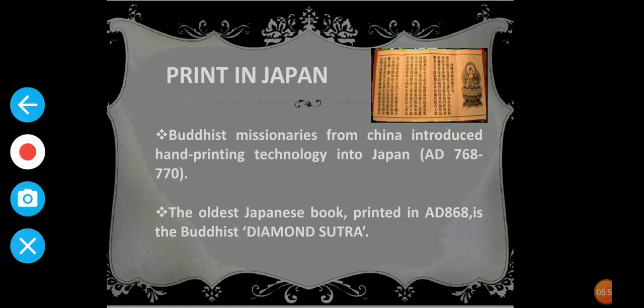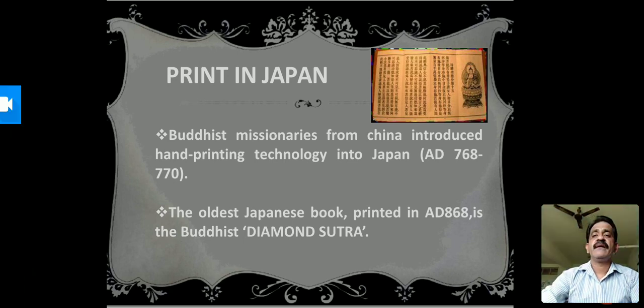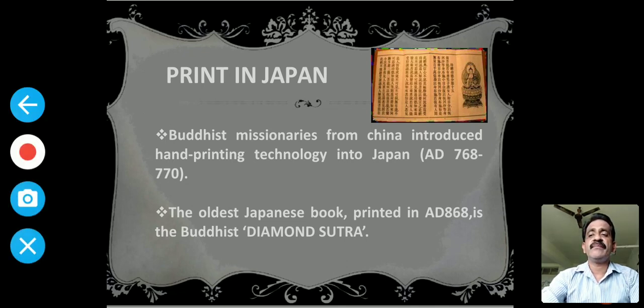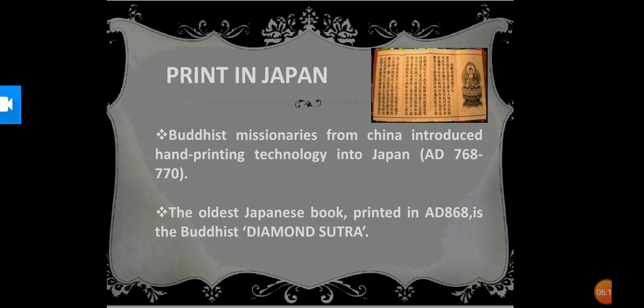Printing in Japan. Buddhist missionaries from China introduced hand printing technology in Japan in 768 to 770 AD. The oldest Japanese book was printed in 868 and it was called the Diamond Sutra. Now let us see what happened in Japan again.